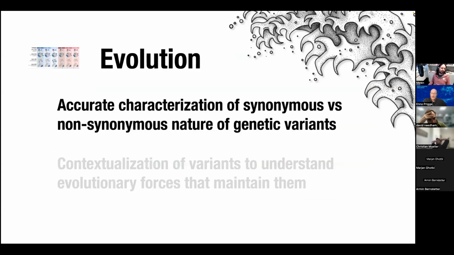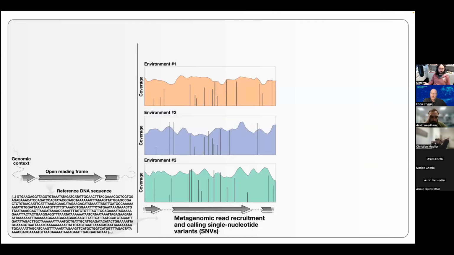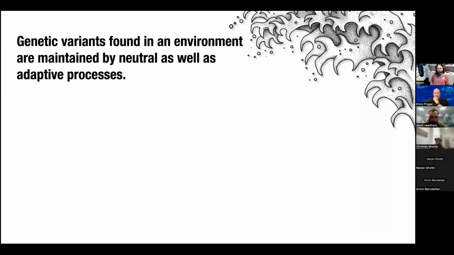Then we realized that we need to do something about the proper contextualization of variants to understand the evolutionary forces behind them. So I want to now go back to the basics of the approach that uses single nucleotide variants that I really like. It's very cool, very smart, but this time I'm going back to it to destroy it. First, I want to give you a few reminders. It may be very clear to those of you who study population genetics, but genetic variants found in environments are maintained by neutral as well as adaptive processes.